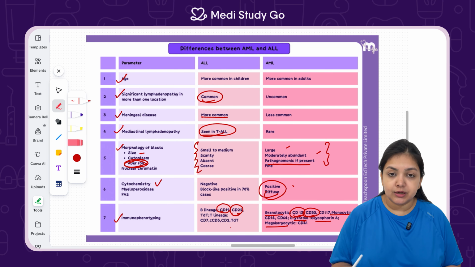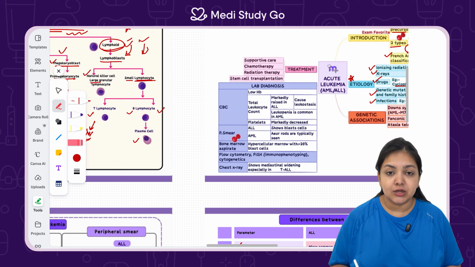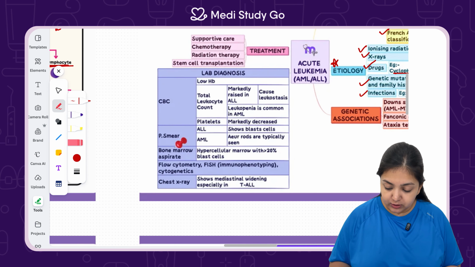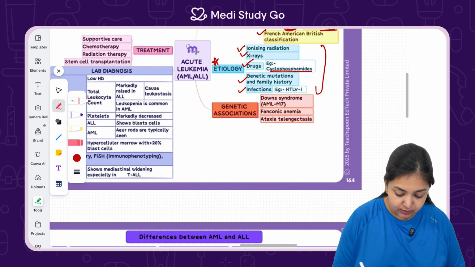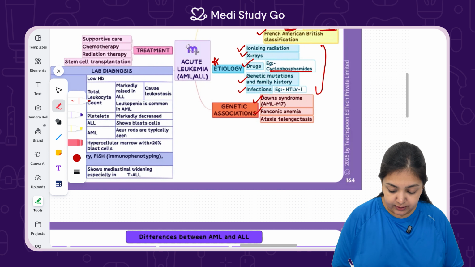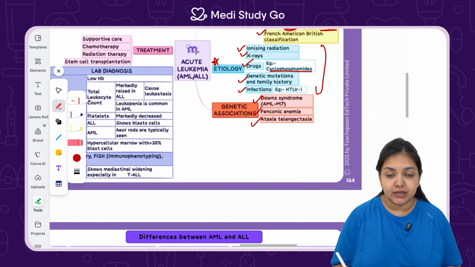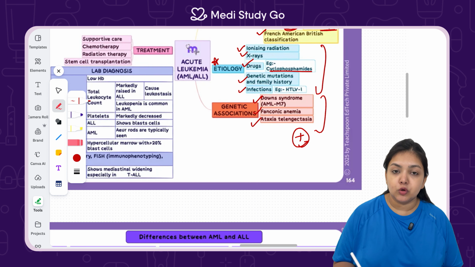Once you've differentiated this, we need to come to a confirmatory diagnosis for the patient and treat the patient as per the requirement. So for that, we are going to look for any genetic associations which can be present for the patient. For that, we check for the presence of Down syndrome, Fanconi anemia, and ataxia telangiectasia, because these can relate to a positive occurrence of leukemia.